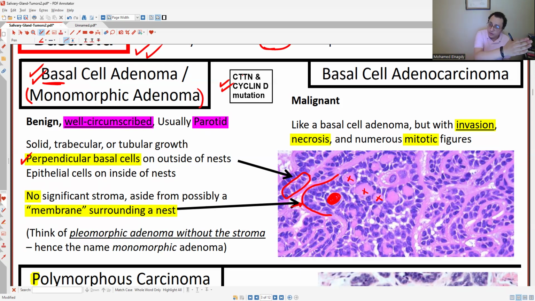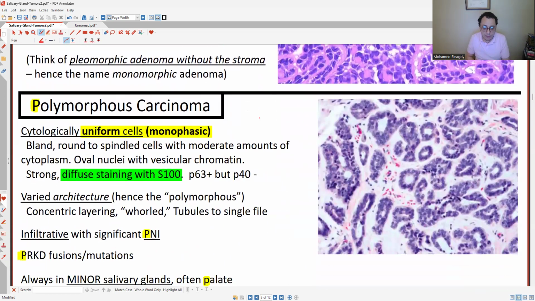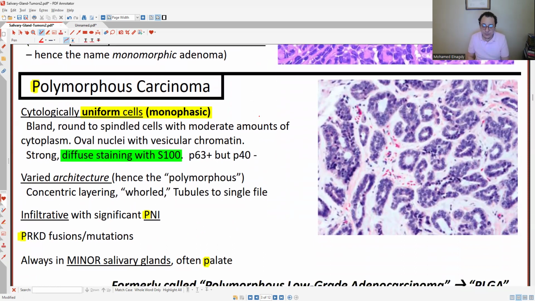What's the difference between adenoma and carcinoma? You tell me. Very easy. Mitosis, necrosis, invasion. The same three exact words that we said in the oncocytic adenoma versus oncocytic carcinoma. All right. Then the other basaloid is polymorphous carcinoma. And that's the P's. Polymorphous carcinoma. It shows PNI.